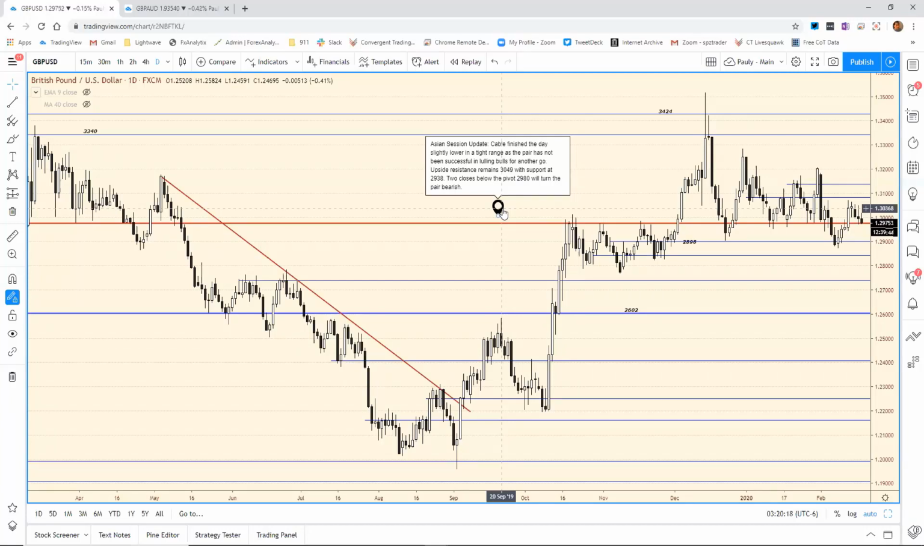And why, despite the sell-off you see from here? Look, that was a pretty decent sell-off. You're talking 300 pips. We made it down to that 28.98, and this from the previous week. As we moved higher, look at that. It was just very tepid movement on the upside. And even when we finally got above 29.80, look, no follow-through. But as I said, it has not been successful at luring bulls for another go. Upside resistance remains 30.49 with support at 29.38. Two closes below the pivot of 29.80 will turn the pair bearish, because right now we're just kind of range neutral.